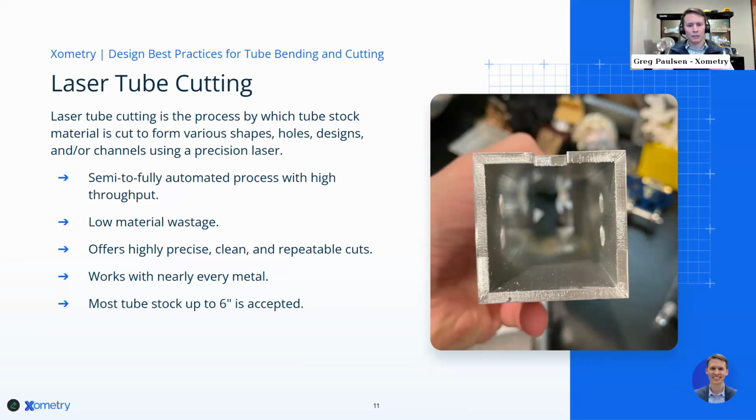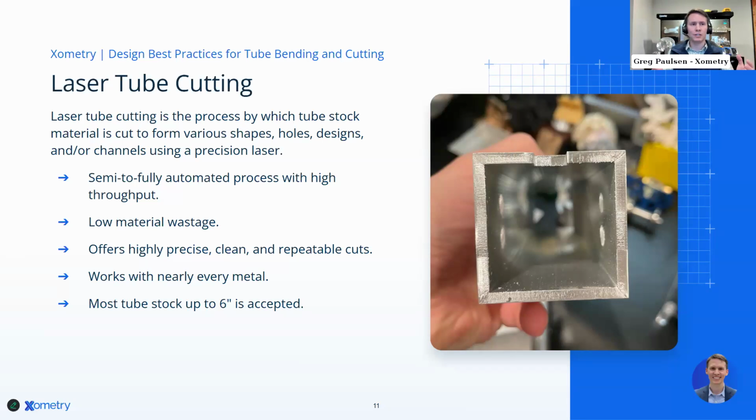I'll show a video right after this to show you a little bit about how the parts are chucked up and how they move around under a laser. But it's a very, very automated process. Low material wastage. You're actually cutting from that tube, and then you can move to the next tube and continue going. It really doesn't have minimums to it, especially with standard stock sizes. You're just buying that space that you have on the tube, and it's clean and repeatable.